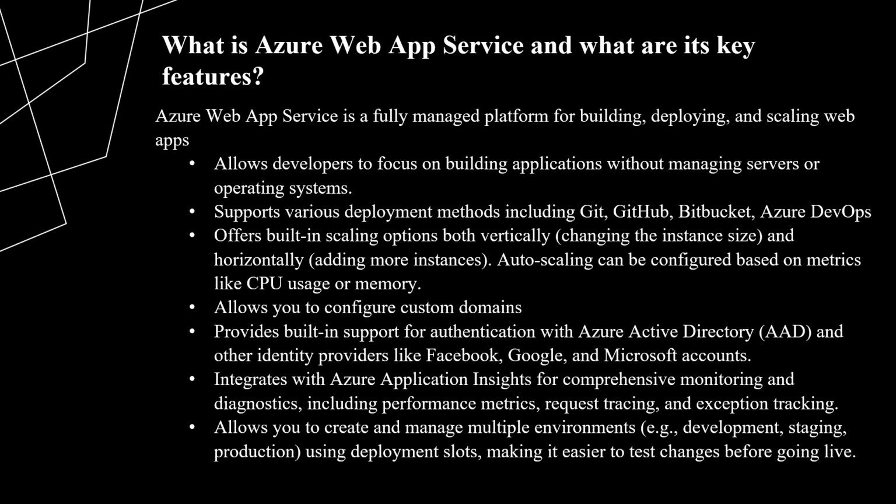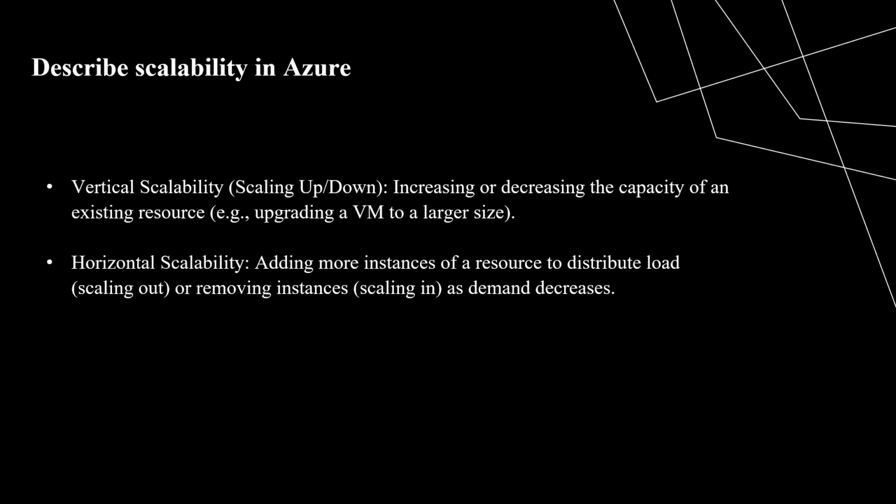Auto-scaling can be configured based on metrics like CPU usage or memory. Allows you to configure custom domains. Provides built-in support for authentication with Azure Active Directory, AAD, and other identity providers like Facebook, Google, and Microsoft accounts. Integrates with Azure Application Insights for comprehensive monitoring and diagnostics, including performance metrics, request tracing, and exception tracking. Allows you to create and manage multiple environments, e.g., development, staging, production, using deployment slots, making it easier to test changes before going live.